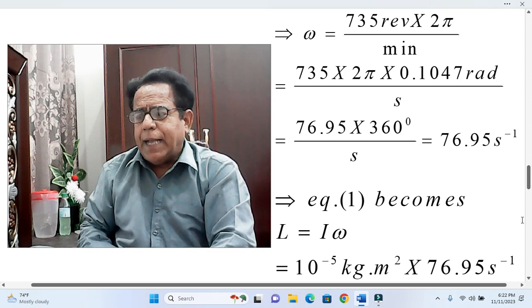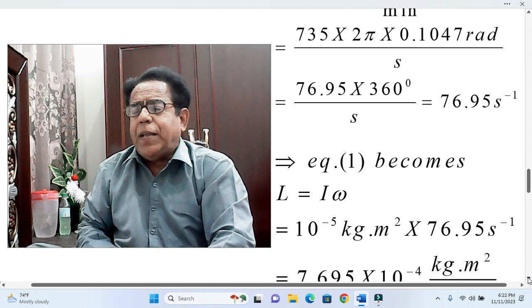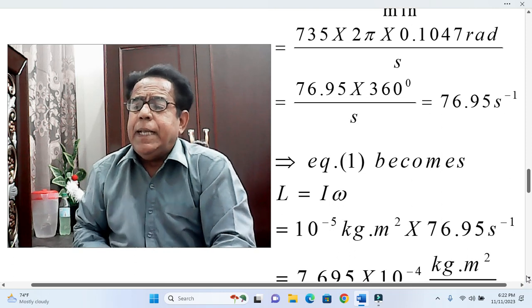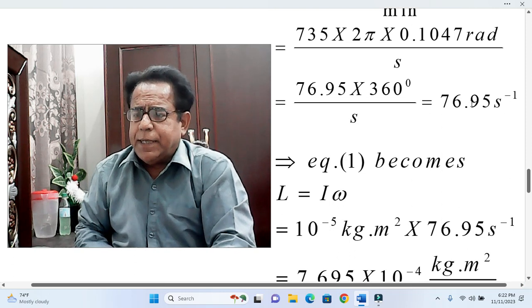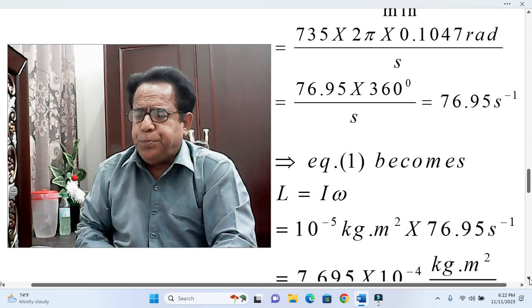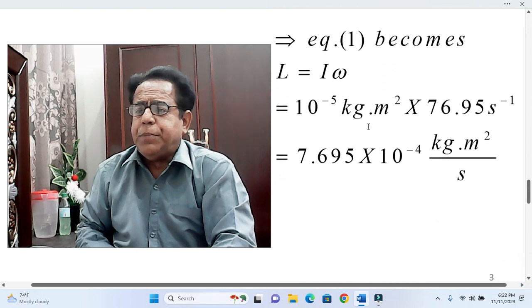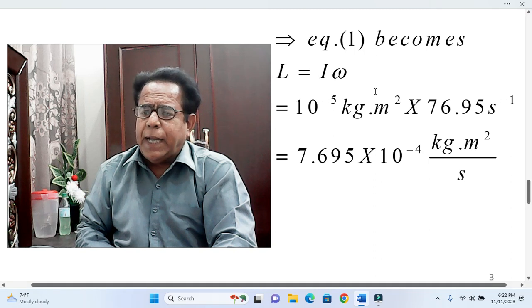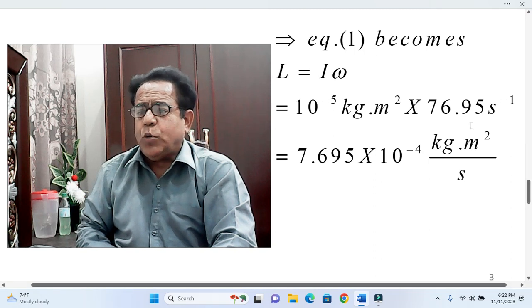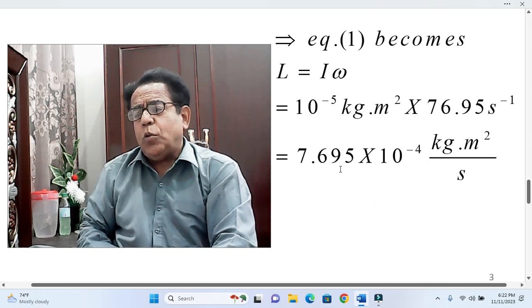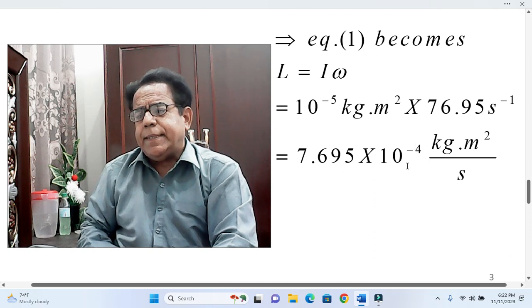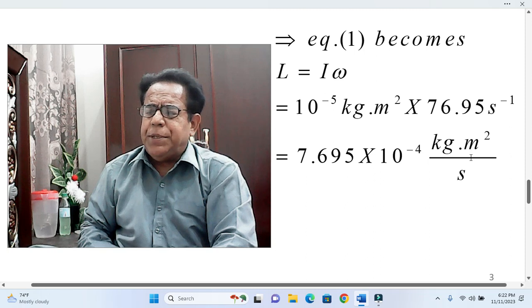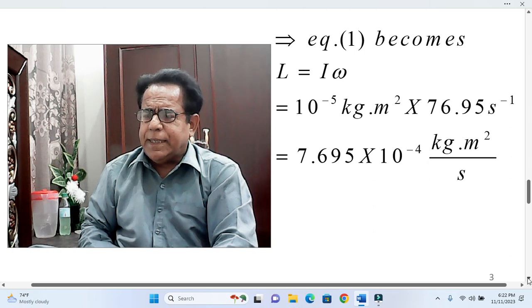Hence equation number 1 becomes, we will put these two values: the first value is given in the statement, and the second value we have determined. So equation number 1 becomes L equal to I omega. I is this and omega is this. This becomes equal to this into this kilogram meter square per second square.